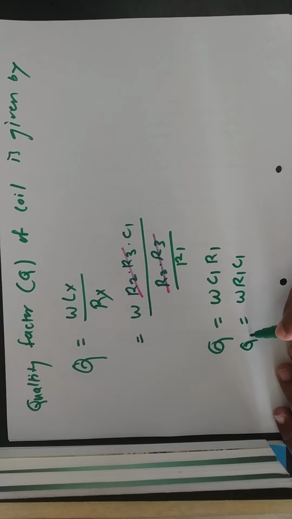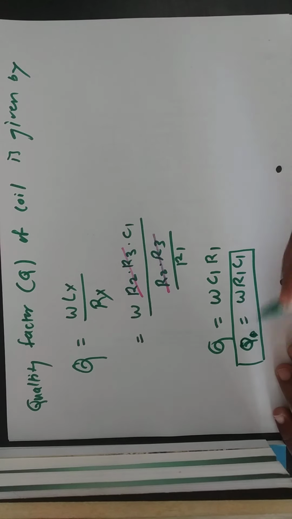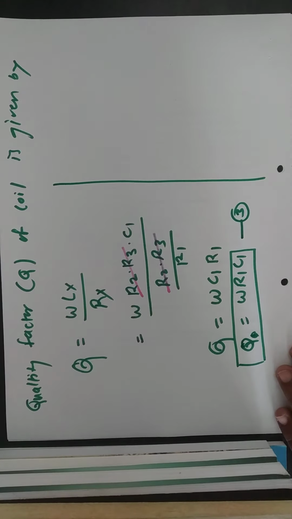For consistency, it is the quality factor Q. Quality factor Q is equal to omega R1 C1. So this is equation number 3.